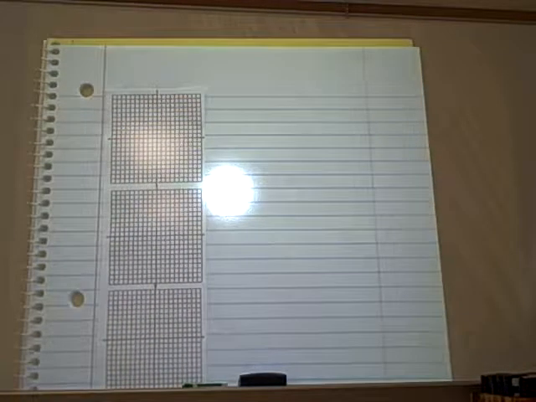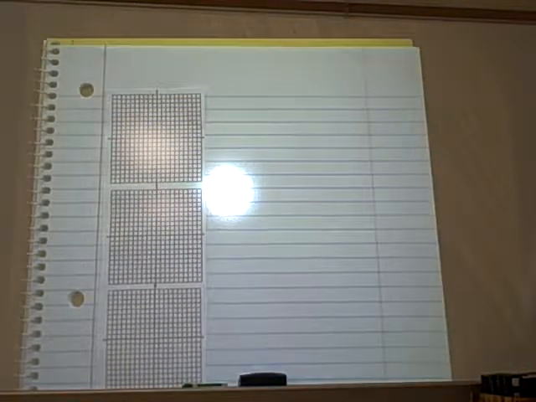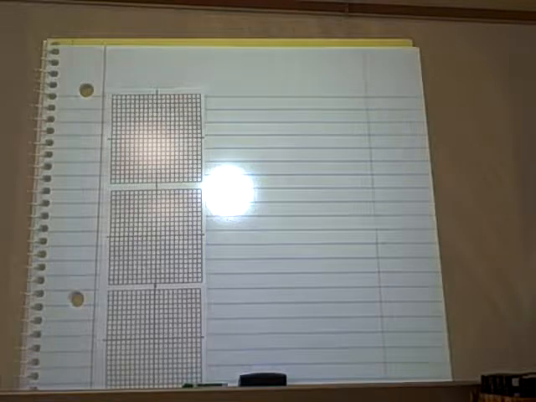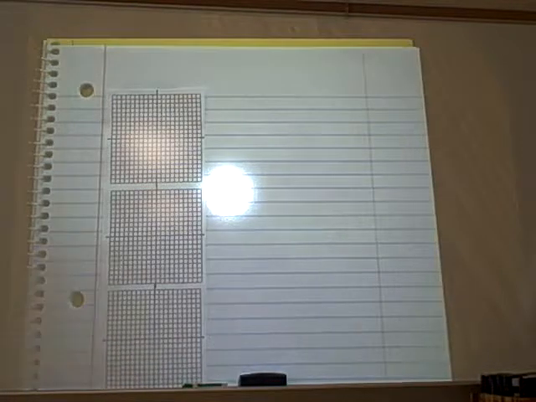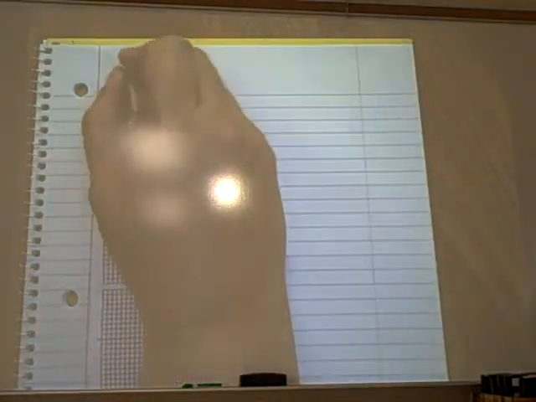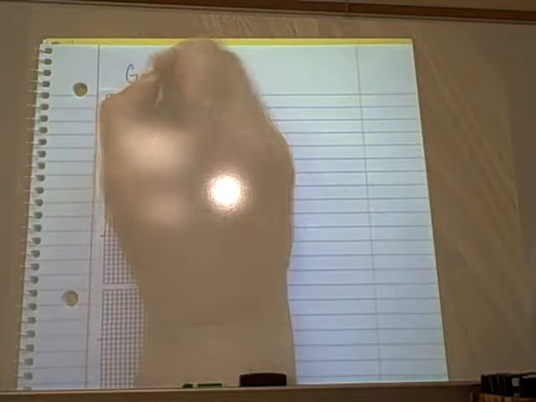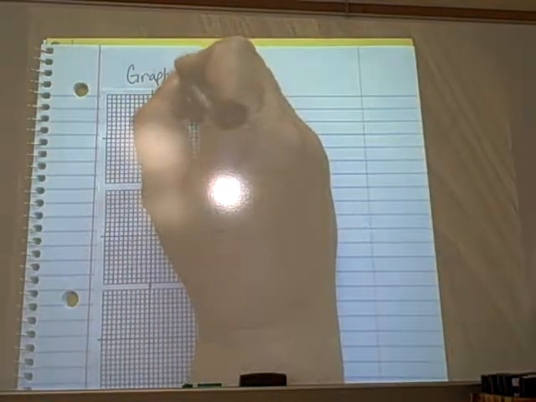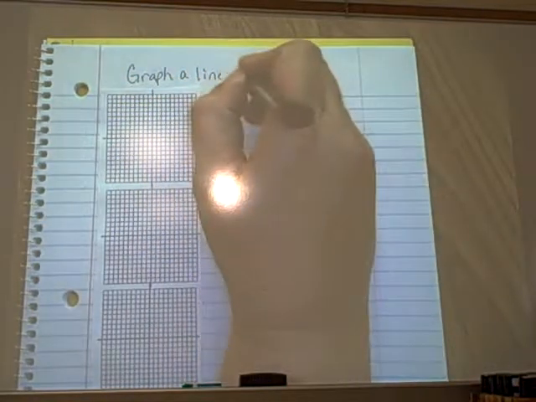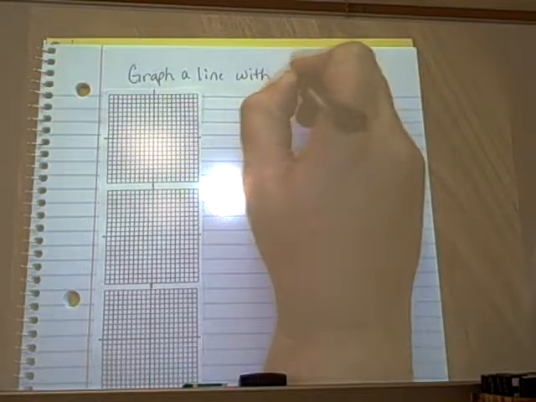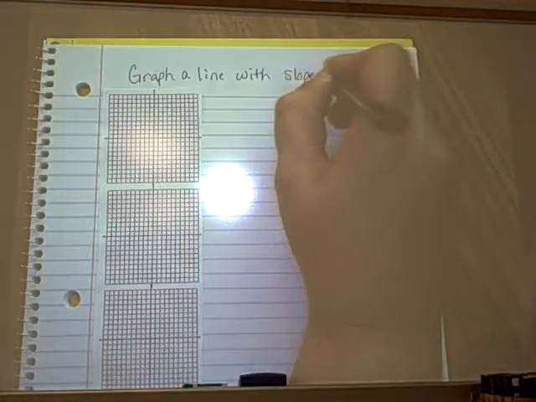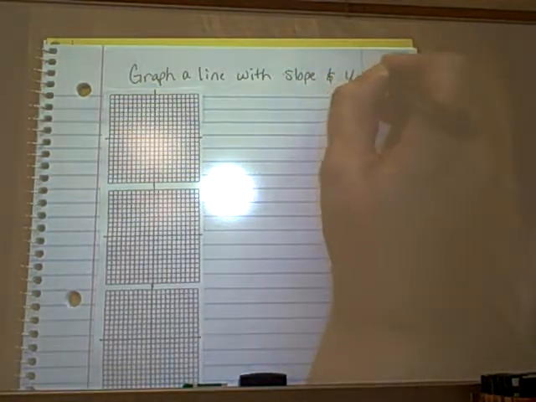Okay, so today's notes are going to take a little bit more as far as pages because we're doing a lot of graphs and they take up a lot of room. But actually what you're writing isn't really going to take that much more space. So on this page, we're going to graph a line with slope and y-intercept.